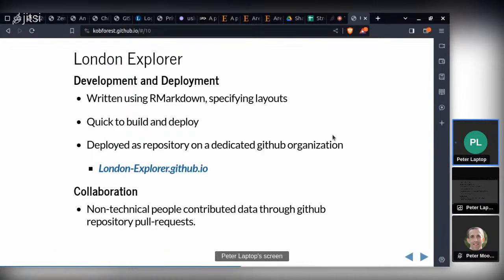So, written in R Markdown, I specified the layouts. Again, R Markdown is essentially what I'm writing this presentation in. It's just a way of formatting text. It was quick to build and deploy, and to deploy it I set it up as a repository on a dedicated GitHub organization. Just a quick question: most people in this room, I'm guessing, would be familiar with GitHub, yes? Yeah, okay. But take the view that maybe a young person starting a career may not be so familiar with it, okay? It's a very straightforward process.